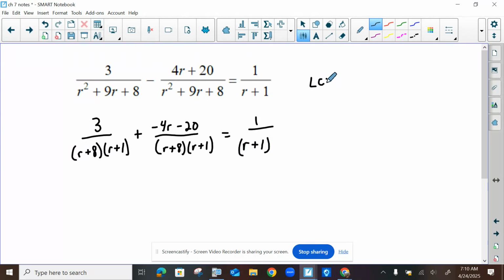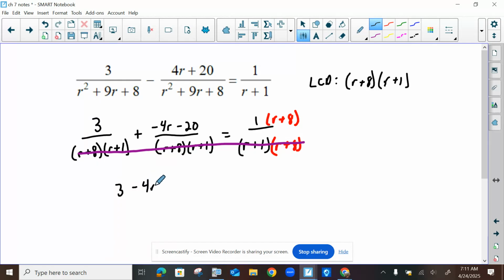So it should be easy to state your LCD. I need an r plus 8 and an r plus 1 in all the denominators. These two I don't have to rename. I already have the LCD for both of these fractions. This last fraction here, I need to put an r plus 8 in the bottom, and I need to multiply the top by r plus 8. Good news is all these are now the same. I can wipe them out, and I'm left with 3 minus 4r minus 20 equals r plus 8.